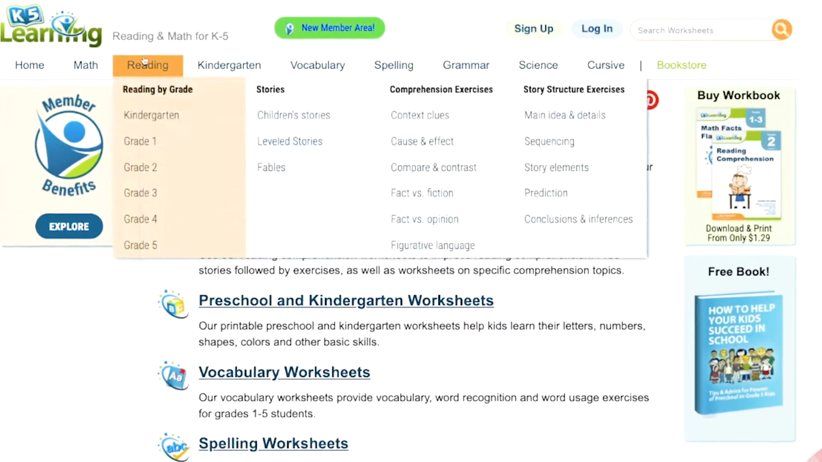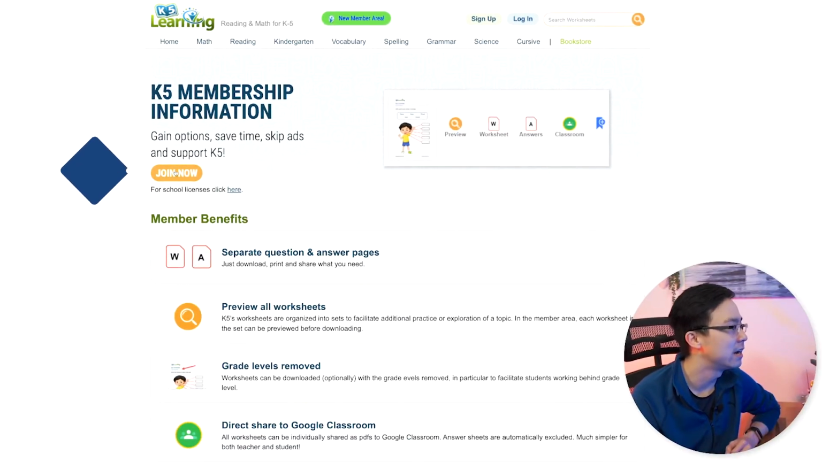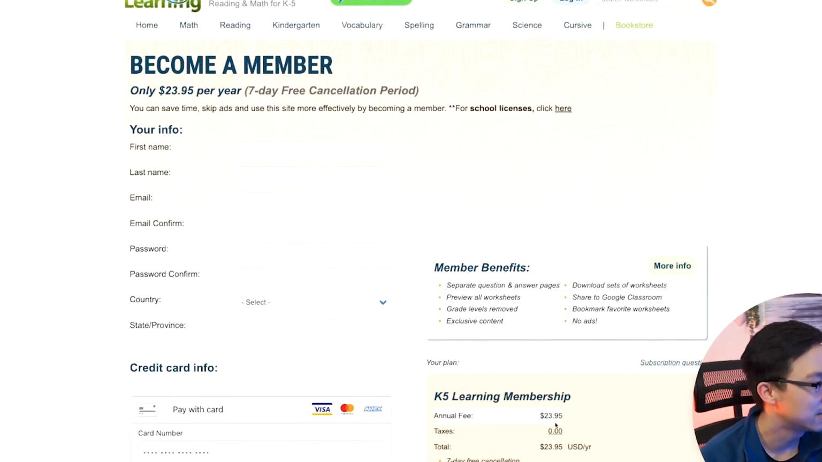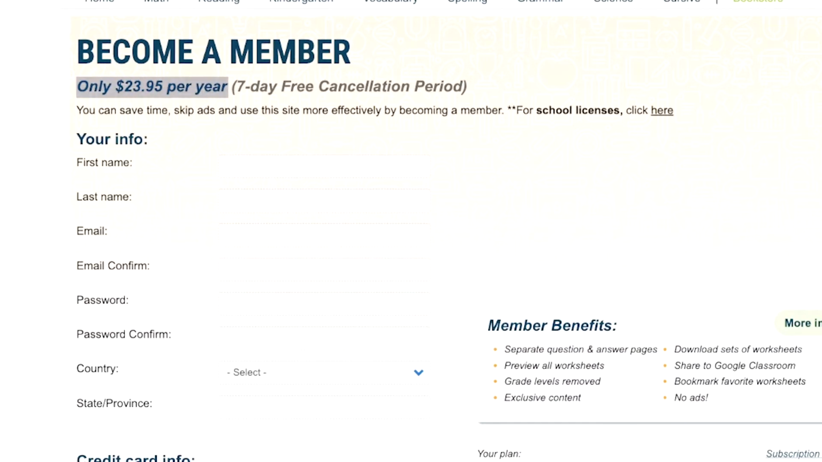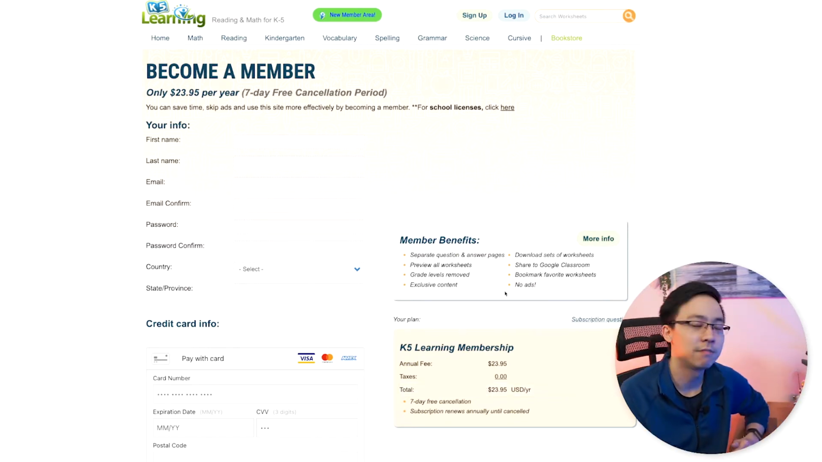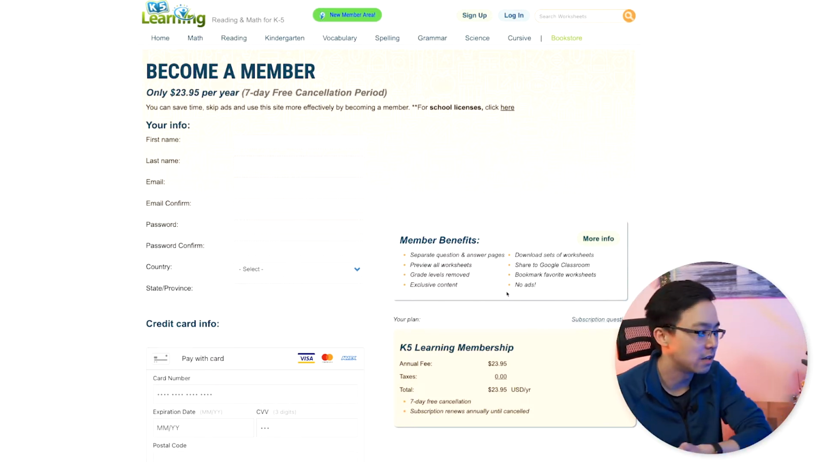In this case, K through 5 learning, it looks like they have a way that they monetize as well. So if I just go ahead and click join now, I can start to see how much they're charging for this. And you can see that they're charging parents only $24 to remove some of the ads, as well as just save some time in navigating through this website. So imagine that sort of pitch, right? You're a parent that is giving your kid a ton of worksheets from k5learning.com. You're just frankly tired of having to click through all those ads. So you just pay a low fee of $24 a year to remove all of that altogether.